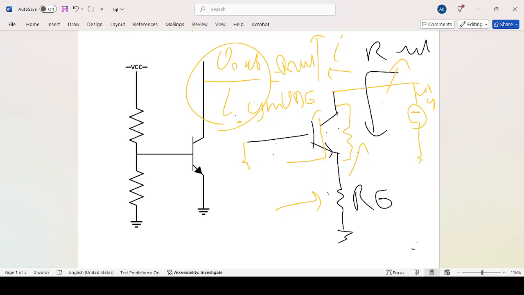So we do not like this circuit. This is clear.